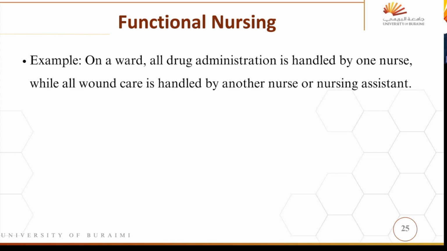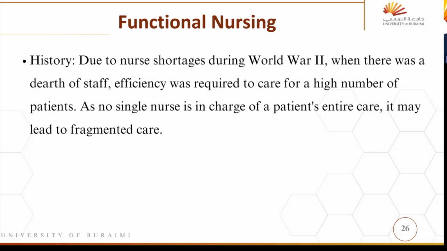So, for example, one nurse will be responsible for drug administration. She will not do anything in that shift other than medication administration. And the other one will be doing bathing for all patients and so on. So the patient in this case will be exposed to all nurses and will receive one task from each nurse or group of nurses. Functional nursing was developed due to the nurse shortage during the Second World War, when the number of staff was much lower and efficiency was required to care for a high number of patients.